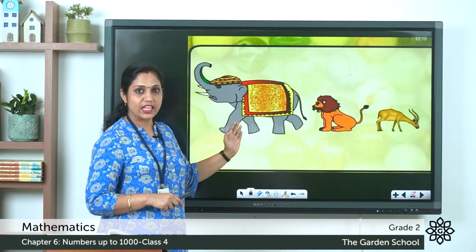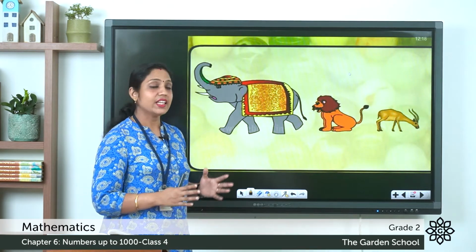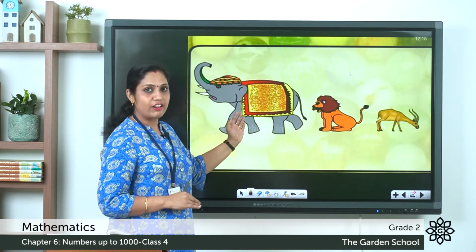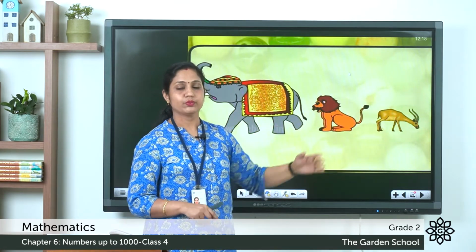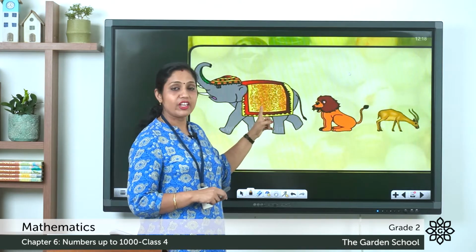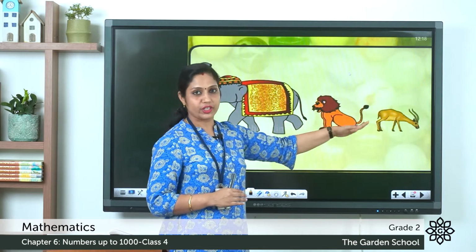You can see first the elephant, then the lion, and then a deer. So we can say that the lion is in between elephant and the deer. Here you can also say that the elephant is before the lion and the deer is after lion.